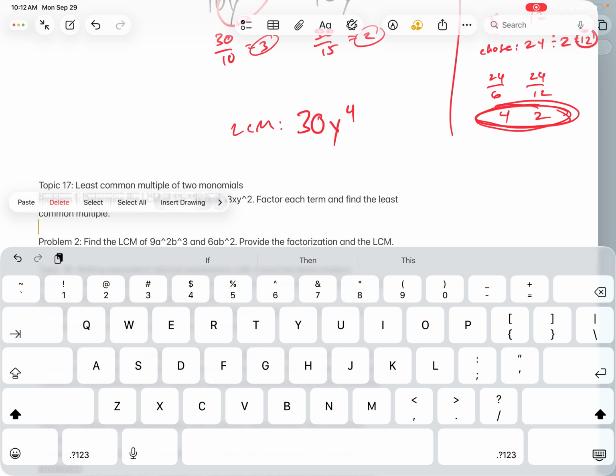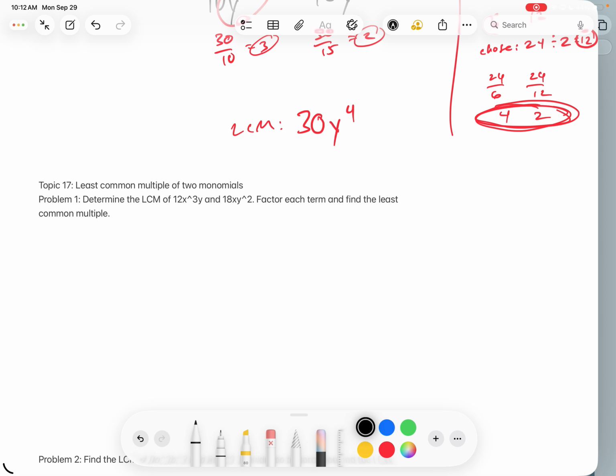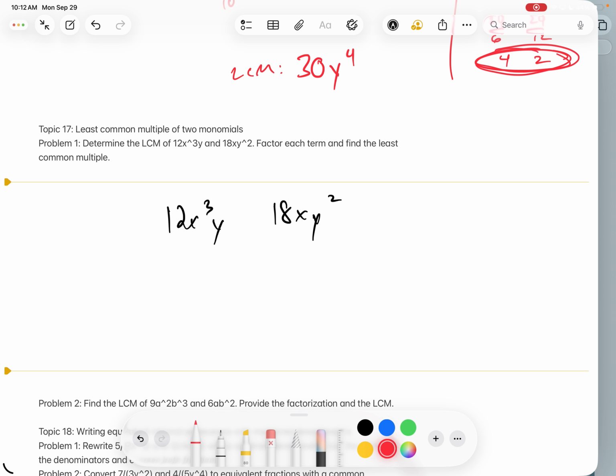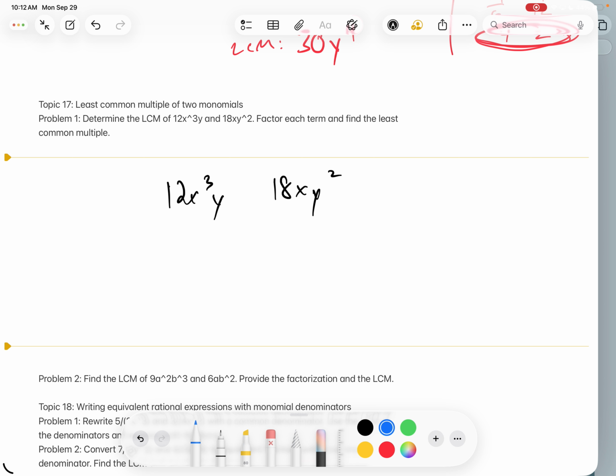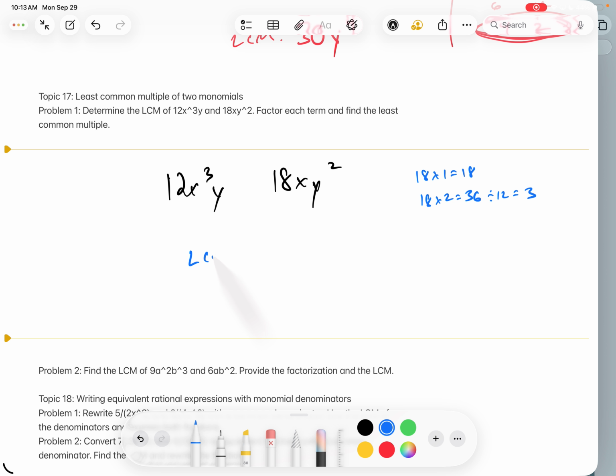On the next one, if you have multiple variables, it doesn't matter. You still just take the biggest one of each one. What's my least common multiple of 12 and 18? Again, if you get stuck, 18 times 1 is 18. 12 doesn't go into that. 18 times 2 is 36. 12 does go into that, right? So it is going to be 36. So 36, I have 3 x's and 2 y's. You take the biggest exponent.